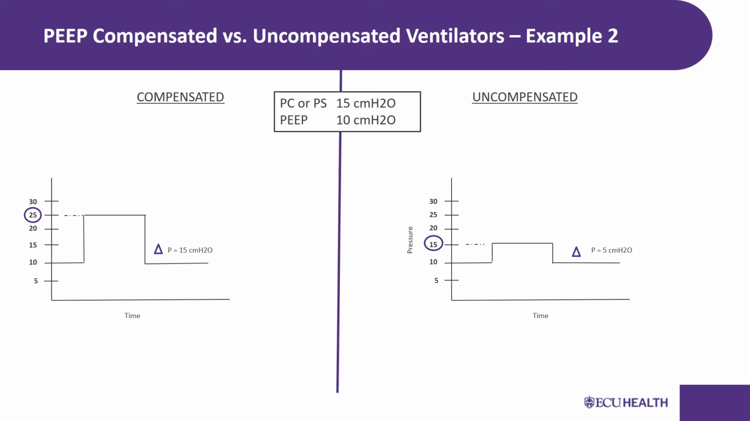This obviously can significantly impact ventilation. So why does this happen? When we increased our PEEP to 10 from example 1, we reduced our delta P, or change pressure, which reduces our tidal volume, which impacts our minute ventilation. Our patient now has to work harder in the uncompensated ventilator to maintain the same tidal volume. So, in our uncompensated ventilator, our PIP, or total pressure, is 15, or whatever you have set.